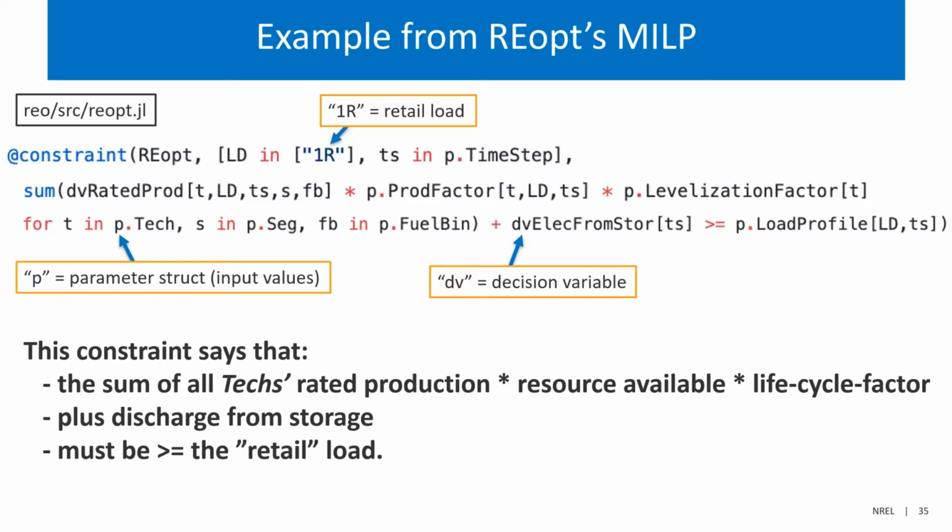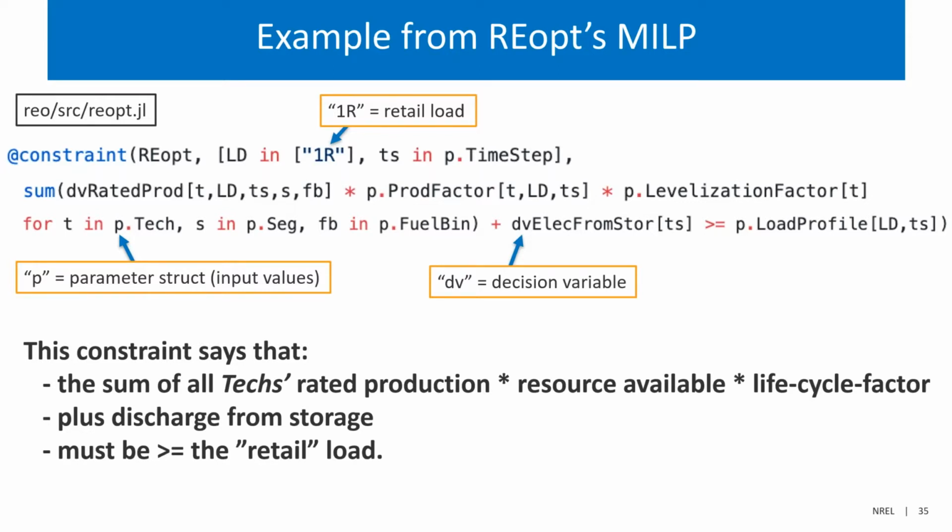That's that prod factor. So for example, the solar resource has a time-sensitive availability. When there's grid outages, the utility also has a time-sensitive availability. So that's accounted for within that input parameter for prod factor, or production factor. Then the third term there is the life cycle factor. So levelization is accounting for, say, PV system degradation. For utility, that number would be a 1. Then finally we have the plus the dvElectFromStore in a given time step, and all of that must be greater than the load profile for that retail load in every single time step.